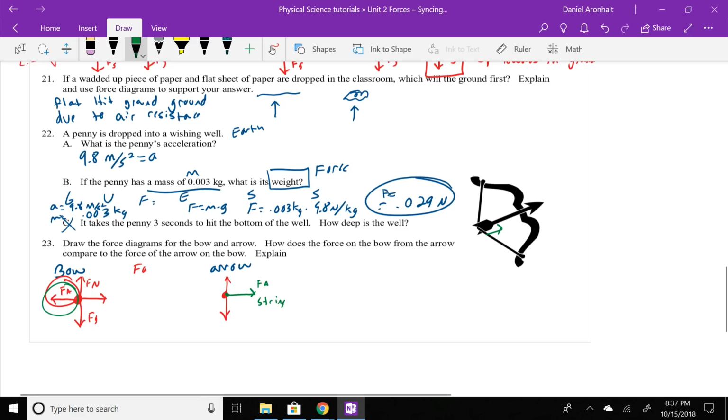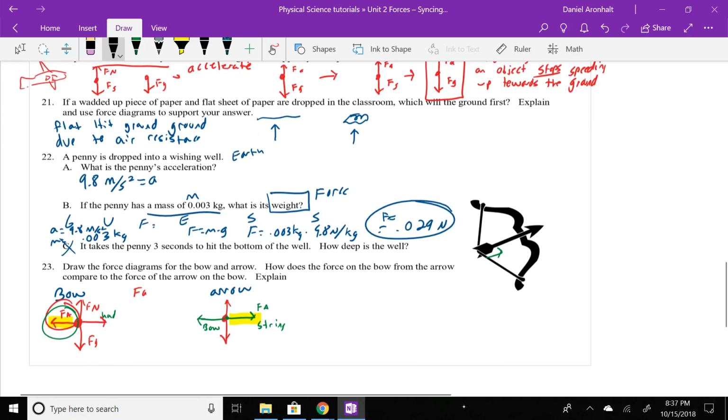Okay, and what's keeping that there is going to be the applied force of the bow. And I guess the hand is holding it in check. But either way, what we're looking at is this right here. Let's highlight this right here. This better be equal to that applied force right there, because it's an equal yet opposite reaction. So explain, how does the force on the bow from the arrow compare to the force on the arrow on the bow? They are equal. They are equal and opposite.